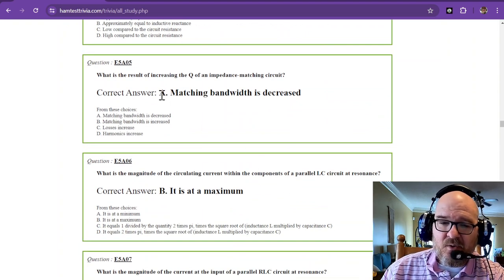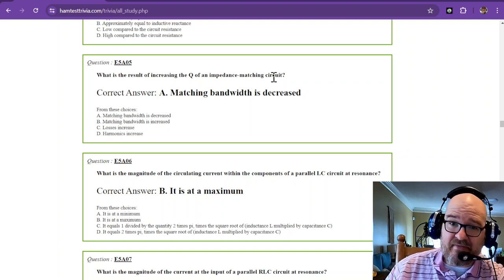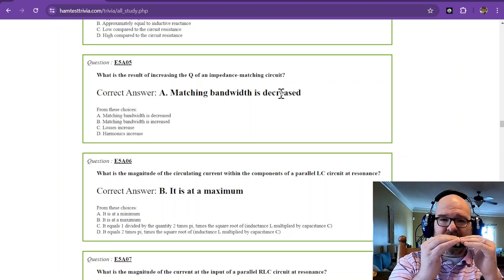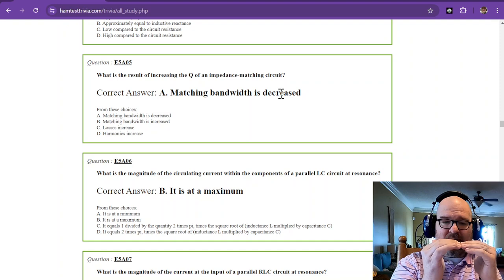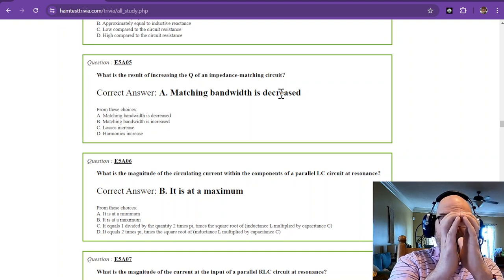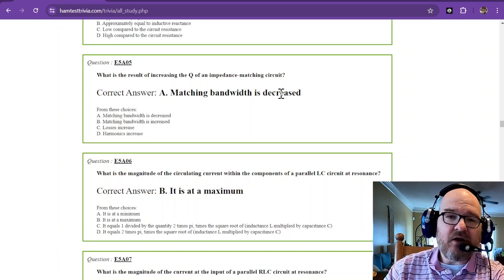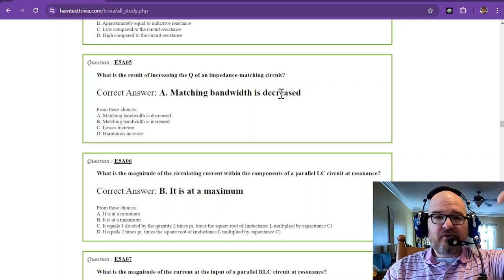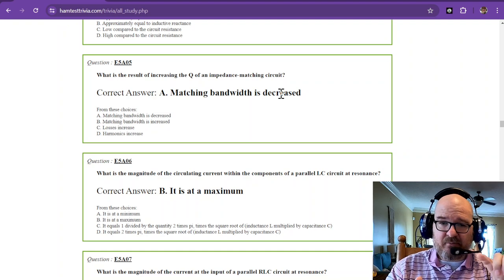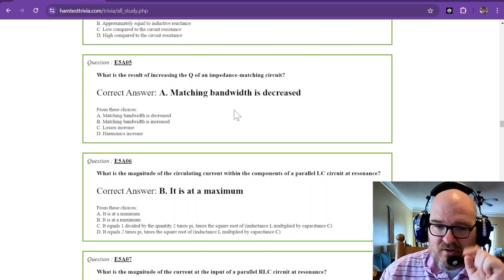Just remember it. What is the result of increasing the Q of an impedance matching circuit? We'll see this math in a minute. The matching bandwidth is decreased. If you start with a really low Q, the bandwidth is going to be really wide, but honestly, it's going to be terrible. So as you increase the Q, you start to get those sharp edges, and your bandwidth is decreased as that Q increases. So they are inversely proportional. Lower the Q, bandwidth is increased. As that Q increases, the bandwidth decreases. Apologize for that oversight.